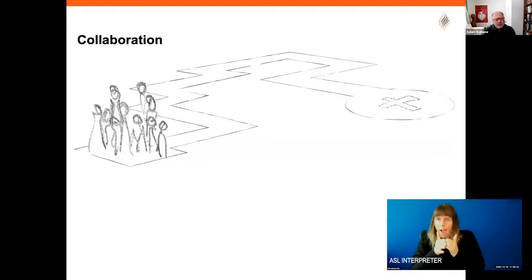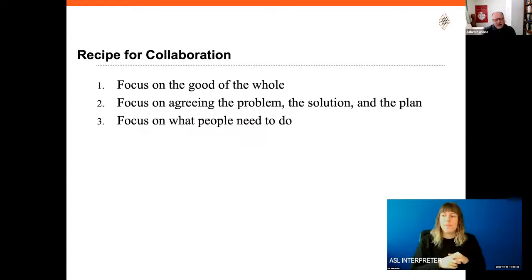This is one image of collaboration: group of people. They have a target to get to. They have a way to get there. Maybe it's complicated, but they see where they need to go. And so the recipe for collaboration would be the following. Number one, focus on the good of the whole, on what's best for the whole of the situation. Two, focus on agreeing what the problem is, agreeing what the solution is, agreeing what the plan is. And thirdly, focus on what people need to do to implement the plan.